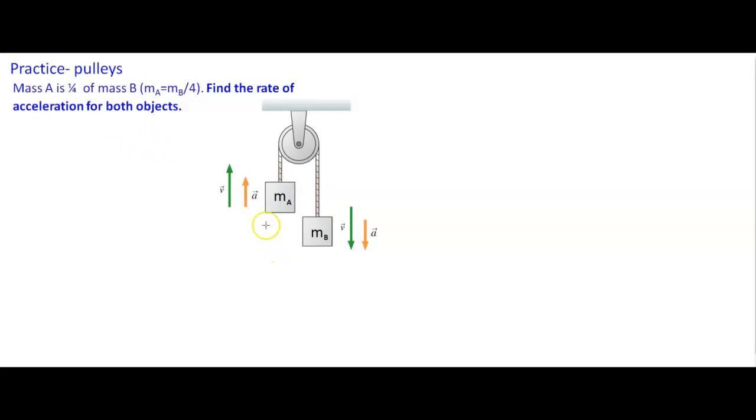Mass A is speeding up as it's moving upwards. Mass B is speeding up as it's moving downwards. They will both have the same velocity and same acceleration because they're attached to each other by a rope. We're supposed to solve this problem for the acceleration, and it's going to be an equation kind of answer. The problem says mass A is 1/4 of mass B. Therefore, MA is equal to MB divided by 4, and we're supposed to find the acceleration of both objects in terms of those masses.